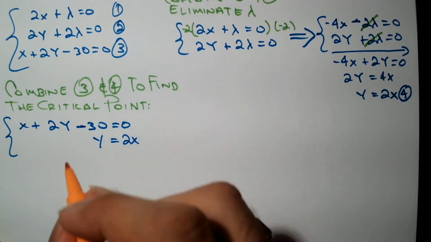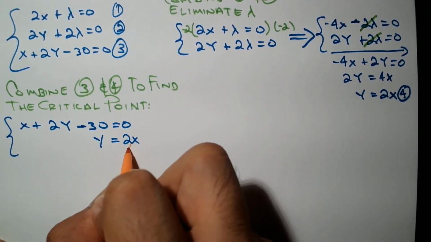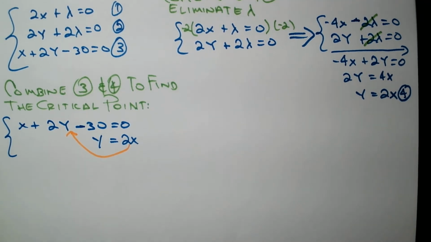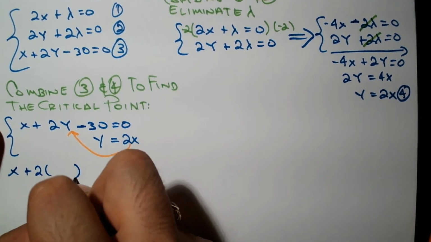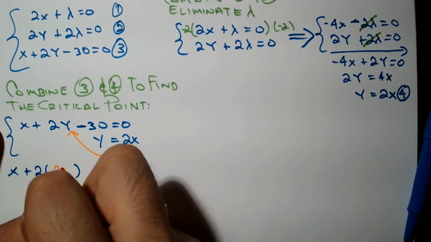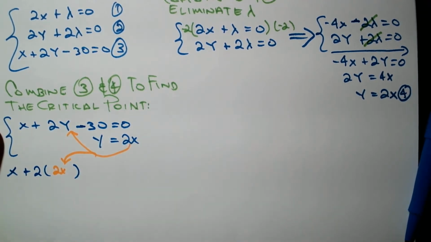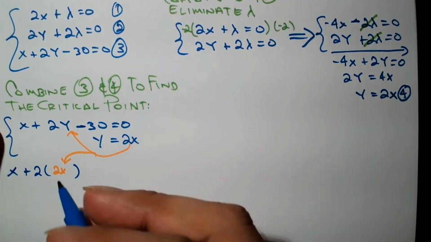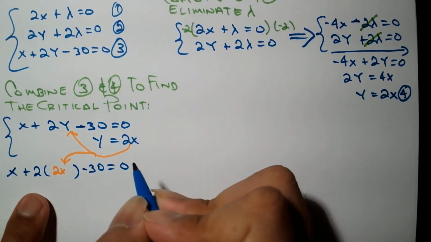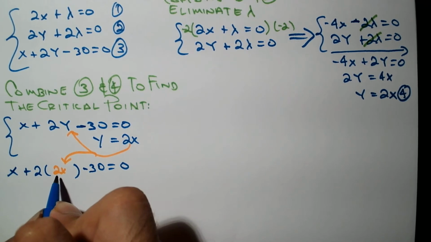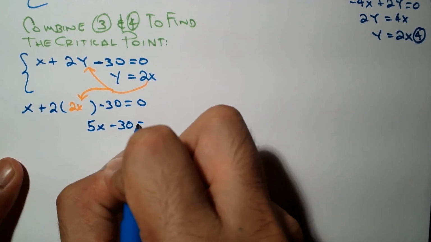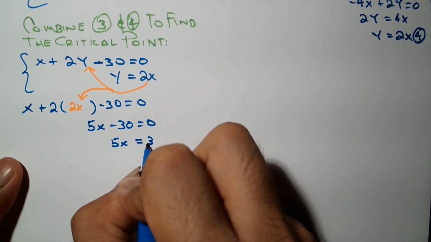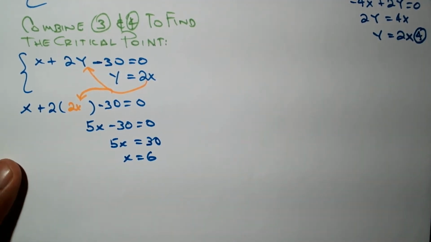So in this case, notice y is already by itself. So what I can do is plug the y over here, and that's going to give me x plus 2 times y, which is the 2x here, minus 30 equals 0. So this is going to be 2 times 2x, which is 4x, plus another x. That's going to give me 5x minus 30 equals 0. 5x equals 30 and x equals 6.